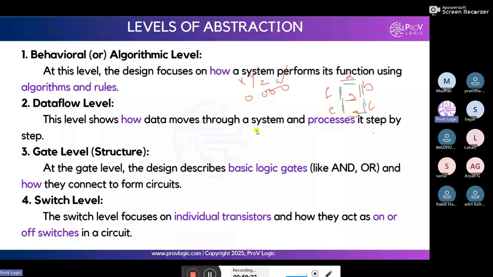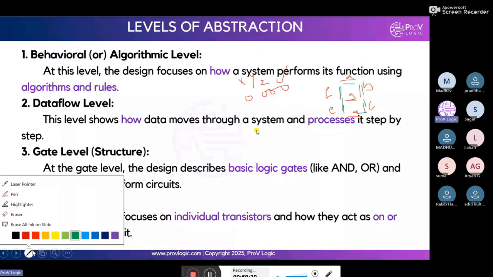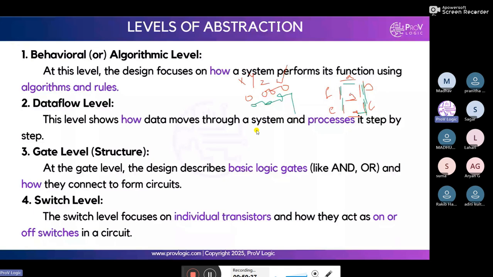Next one, suppose 0, 0, 0, 1. 1 means only B, C will be on. Remaining all outputs are 0. Next, 8. 8 means 1, 0, 0, 0, and all lights will be on. Next, 9. 9 means 1, 0, 0, 1, and only these will be on except E, D will be 0, 0.